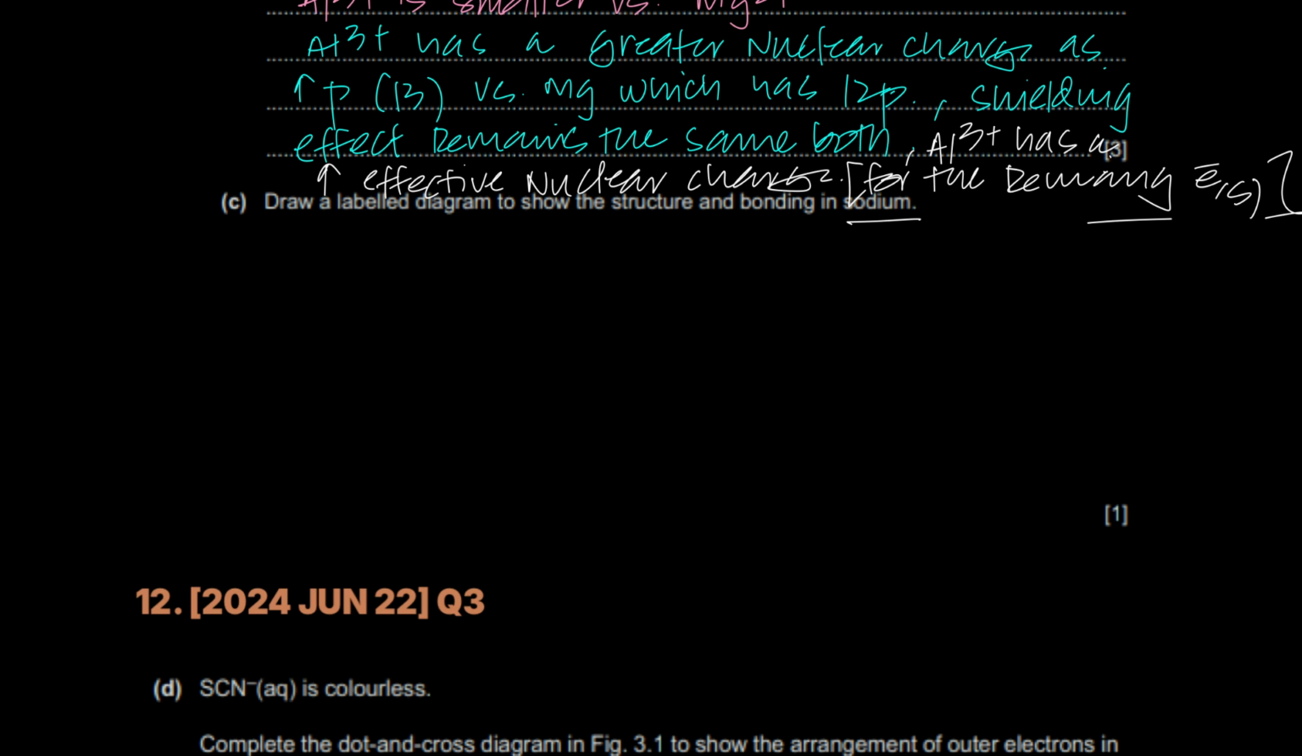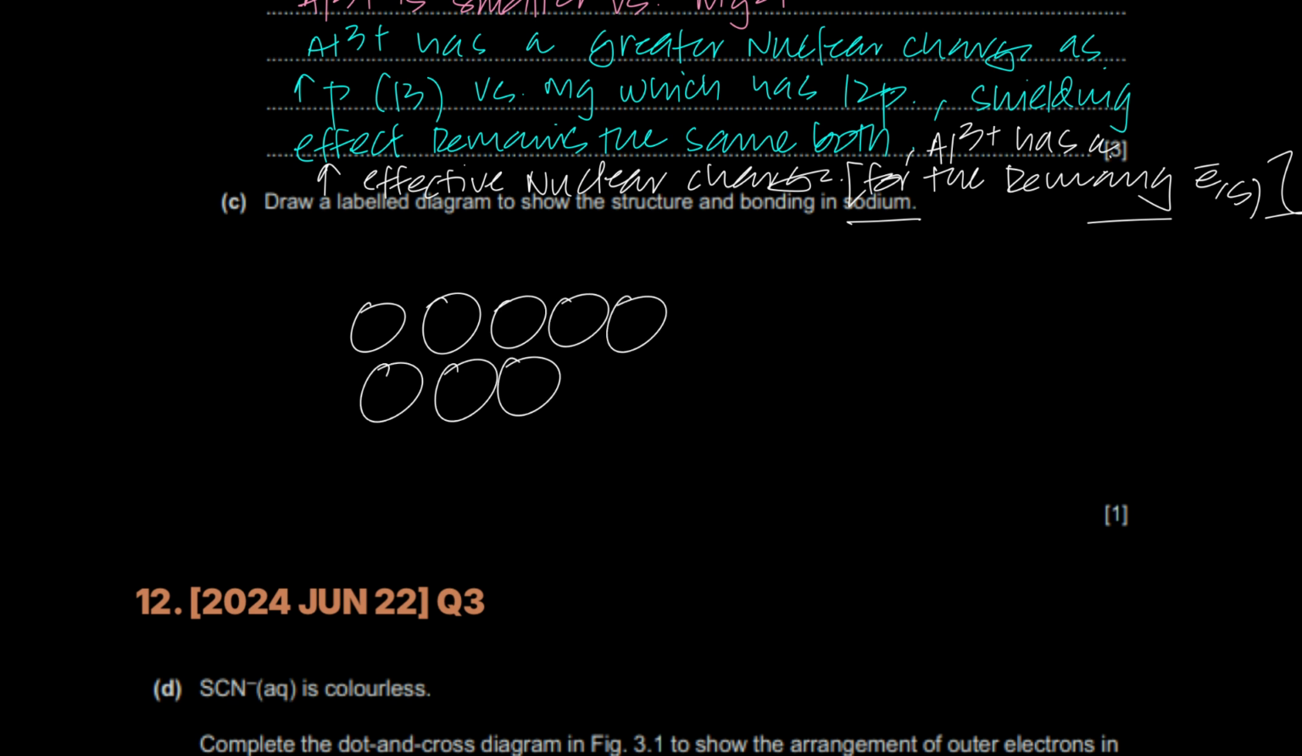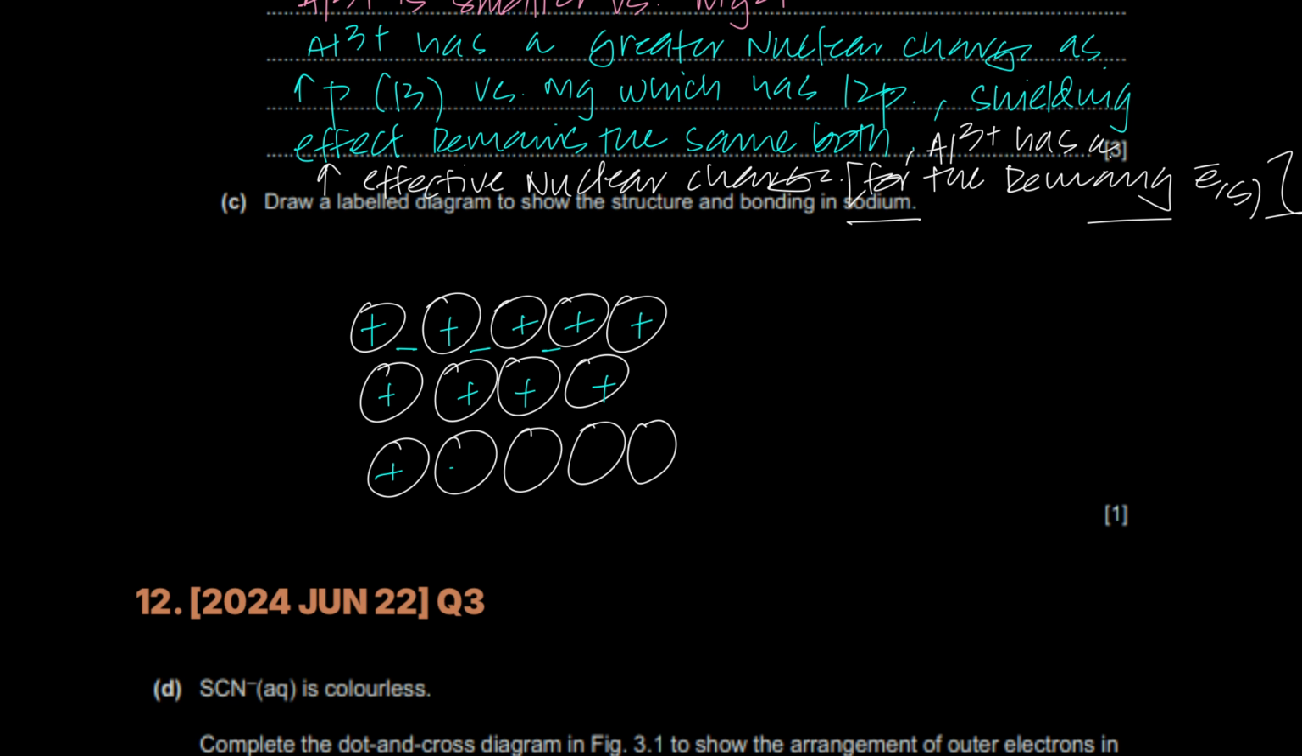Draw a labeled diagram to show the bonding in sodium. Sodium is a metal. How do you show the bonding? It's pretty easy. 1, 2, try to make them as close as possible. 3, 4, 5. I'll show you layers. Always show 3 layers. Right? So it's negative, negative. These are not negative ions. I'm adding a negative sign. These are all pluses because sodium is in group 1. Plus, plus. These are the lattice of positive ions.